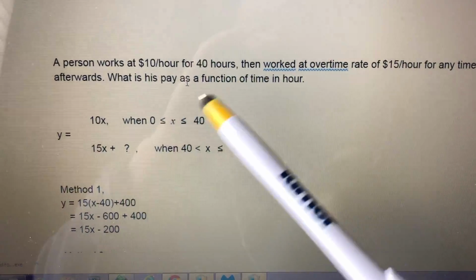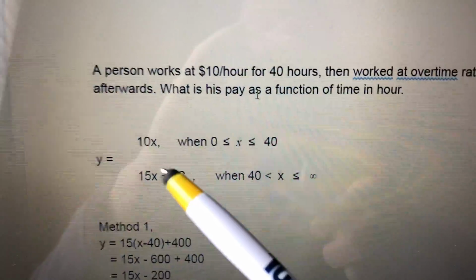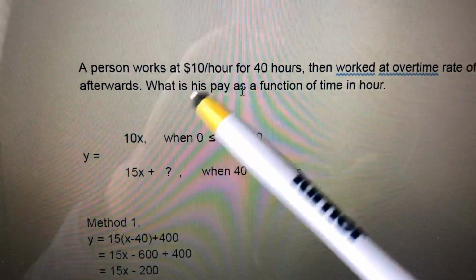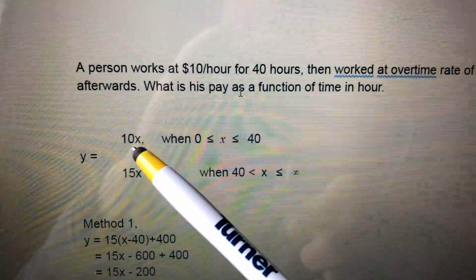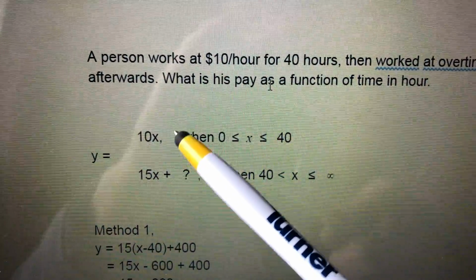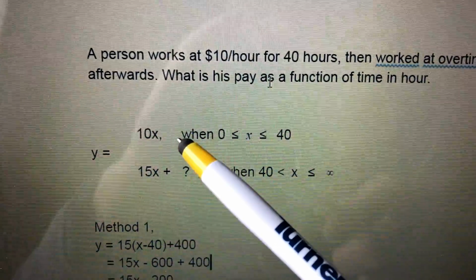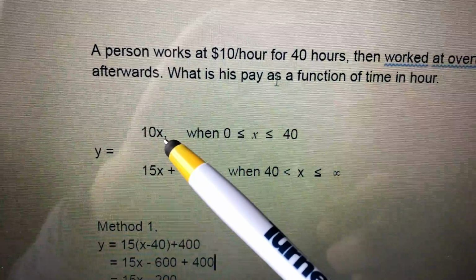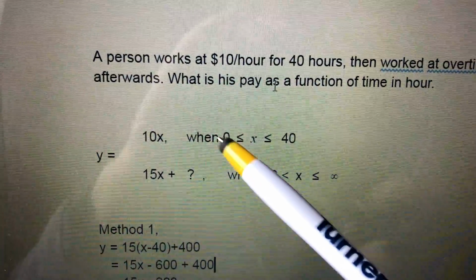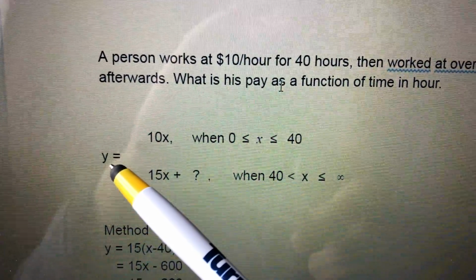So in the first domain, from 0 to 40 hours, it's 10x because the rate is 10. Replace the 10 in front of the x. We don't have to add anything to that function anymore because we want the function to give us an initial value of 0. At x equals 0, 10 times 0 gives us y equal to 0.